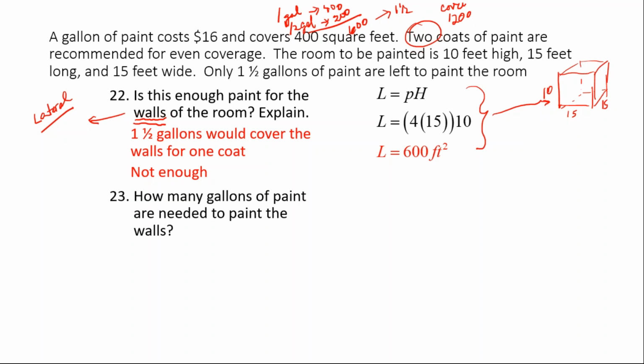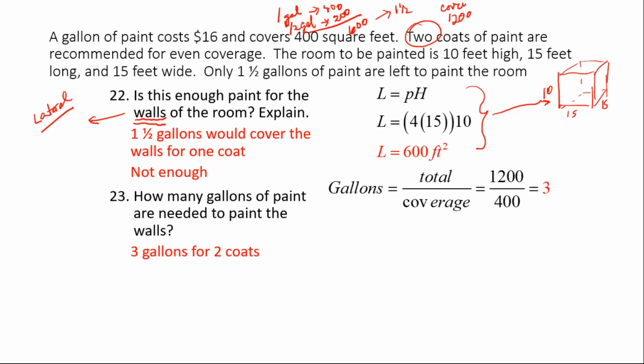Then in question 2, how many gallons to paint the walls? We just kind of did that. So that total coverage is at 1,200. Each one covers at 400, so I need 3 gallons for the 2 coats.